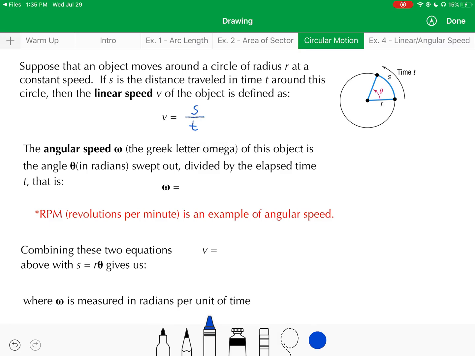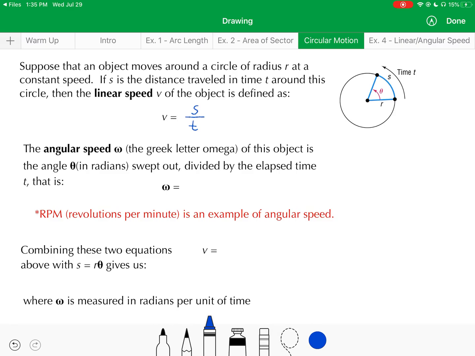Linear speed is not a new concept to you. When you're riding or driving in a car, there is a linear speed associated with the car at any given moment. 60 miles per hour, for example, is a linear speed. It's a measure of distance over time. Saying I'm traveling 60 miles per hour means if I keep that constant speed, in 1 hour's time, I'm going to travel 60 miles.